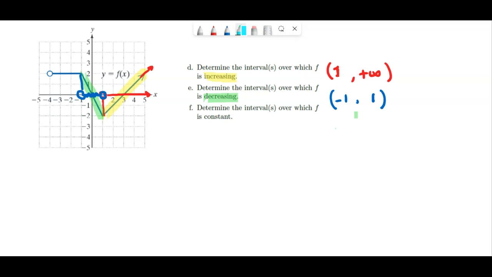And finally, we are looking for the interval where the function is constant, and constant means going horizontally, and that's going to be the projection on the x-axis. So you're going to start from -4, open, and stop at -1, and this is going to be the constant. So here you're going to be constant on (-4, -1). So this is D, this is E, and this is F, and that's all.